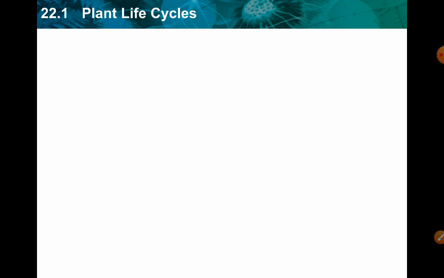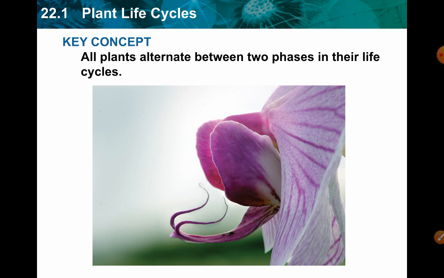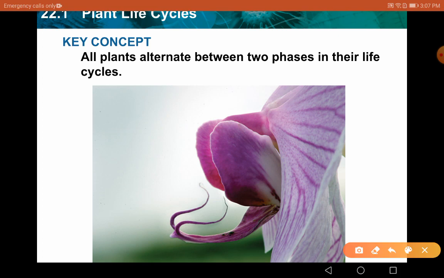The first thing that we should know at the beginning of this lesson is that any plant has its own life cycle, but it differs from one type of plant to another. So let's start. The first thing that you must know about this topic is that all plants alternate between two phases in their life cycle. We can mention the two phases as follows.